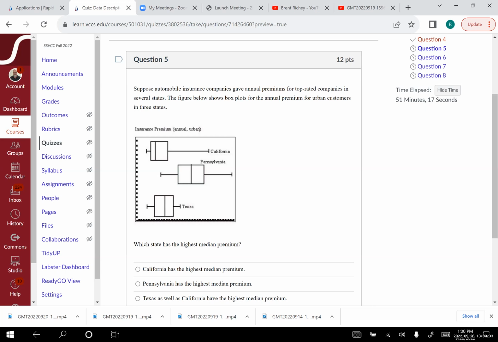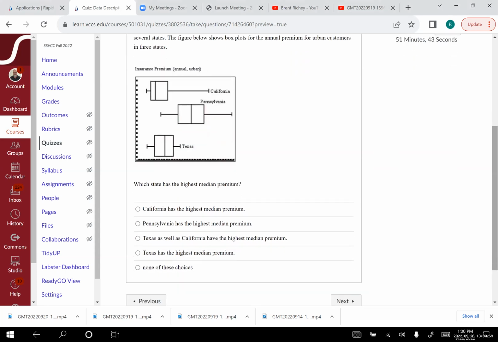It's closest in the middle. Yeah, that middle line is our median, right? Yeah. So these are the medians: that's the Pennsylvania median, this is the Texas median, and here is the California median. So when we ask which is the highest one, that one's easy to see.